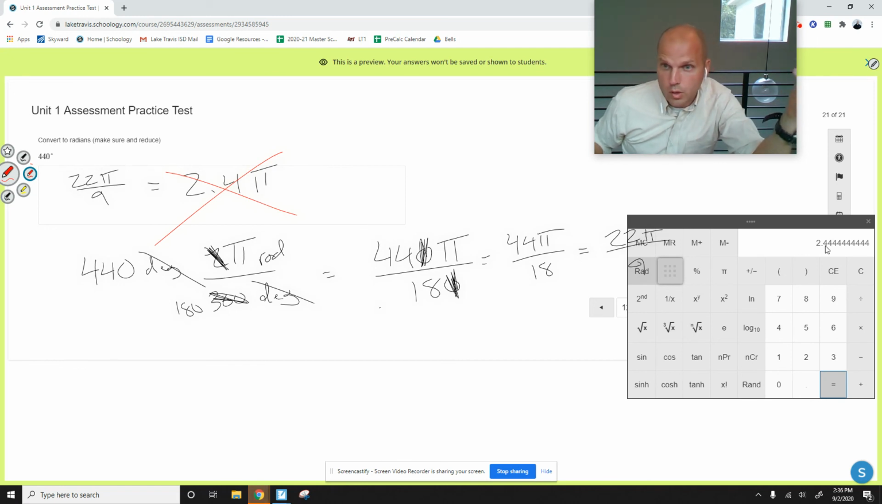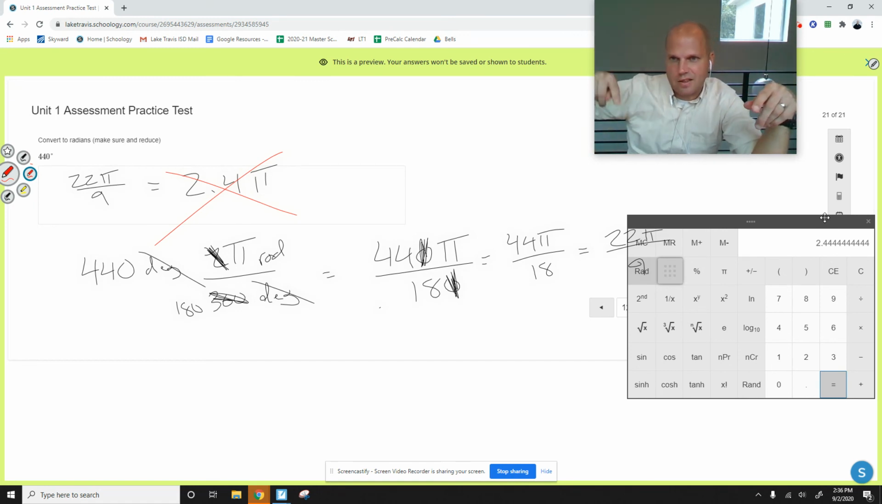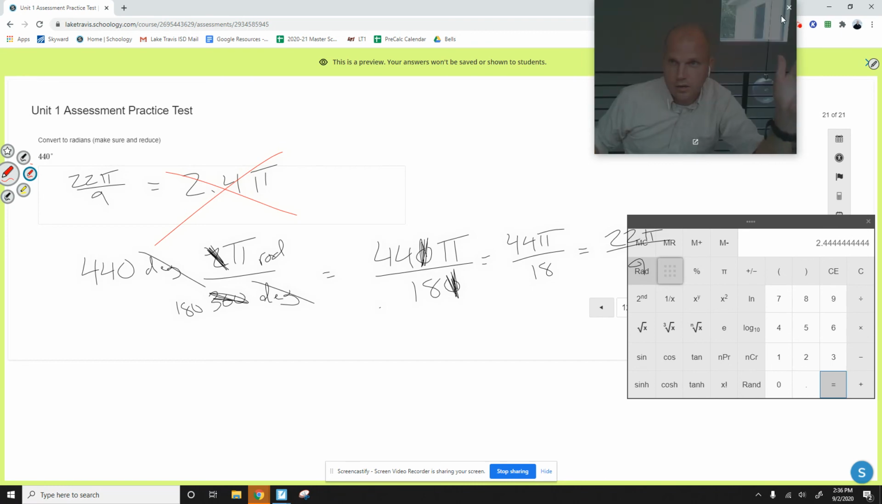Like 2.125, yeah, I'll accept that: 2.125 pi. But if it's 2.125 and then on your calculator it keeps going, I will not accept 2.125. Okay, so that's it. 22 ninths pi. That's the video here.